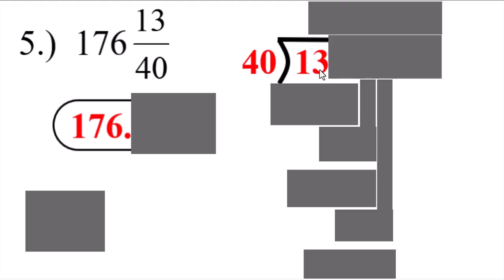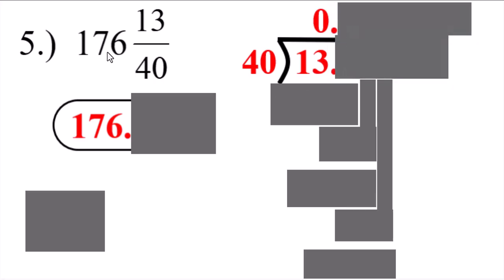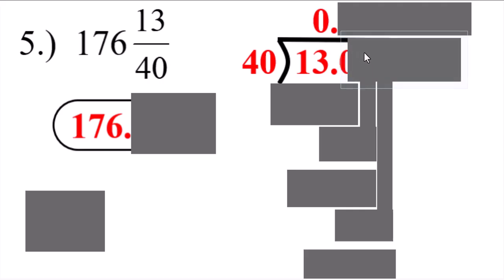So how many 40s make 13? That'd be 0. Now, I know you're like, Underkoffler, I thought you said we're going to put 176, not 0. Well, follow with me here. 176 plus 0 would still be 176. So even though I'm putting 0 here, if I add it to 176, I still would get 176. Okay, so put your decimal point, and then bring it straight up, and then let's put a 0, and we're going to think of this as 130, even though it's 13.0.